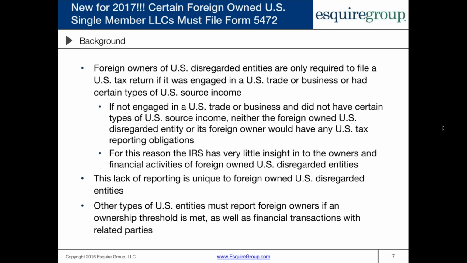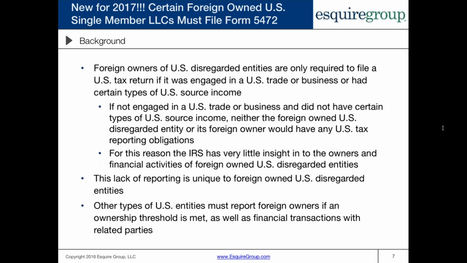So there's a big lack of reporting and insight into the ownership, income, expenses, assets, and liabilities of foreign-owned U.S. disregarded entities, absent a U.S. trade or business or certain types of U.S. income. This is very different to other types of U.S. entities that have foreign owners.